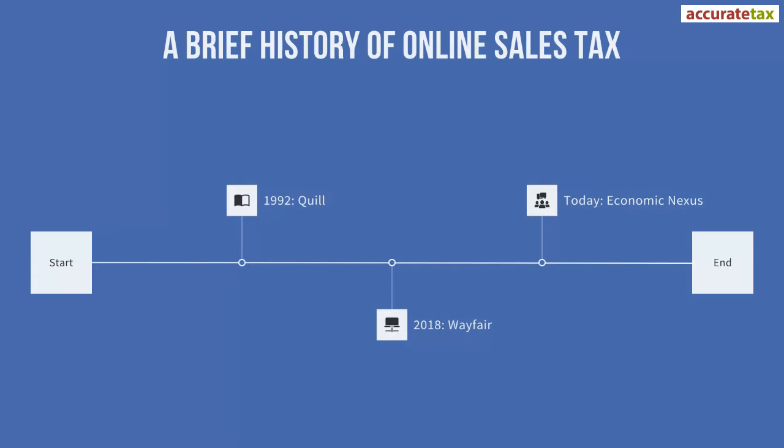It didn't establish any new sales tax laws or rates or processes. It simply said that states now could compel retailers to collect sales tax, even if those retailers did not have a physical nexus or presence in that state.